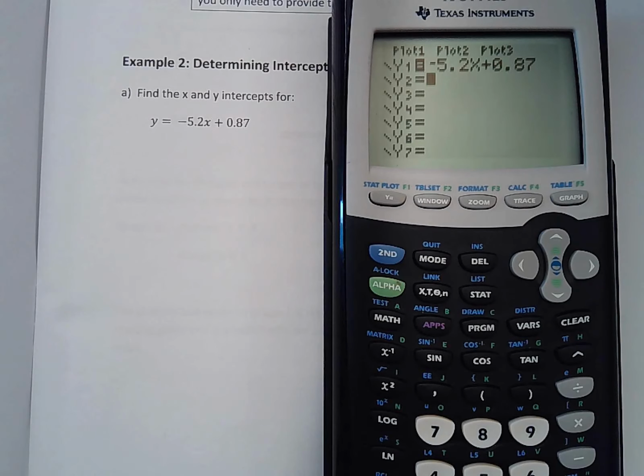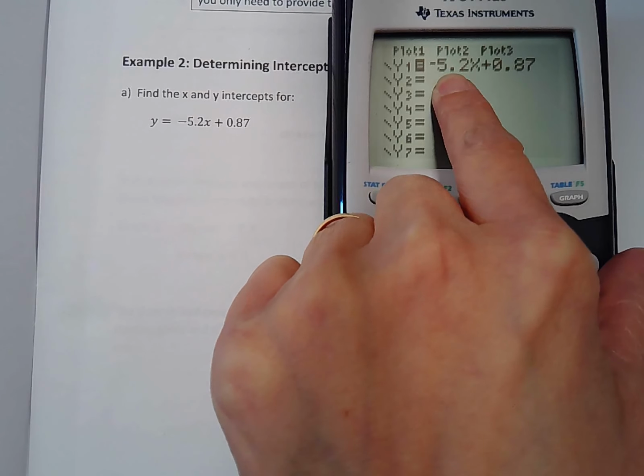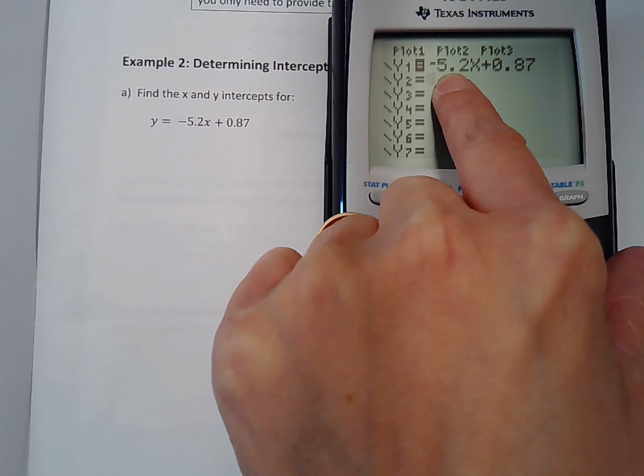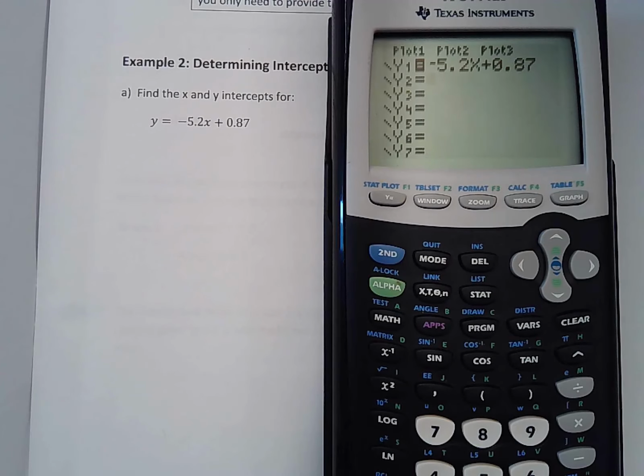Before you press graph, maybe some of you graphed it already. What kind of graph did you get? Is it increasing or decreasing? Decreasing. How do you know it's decreasing? The leading coefficient is negative. Very good. The coefficient of x tells you the slope, which is the leading coefficient of the line. Okay, now press graph.